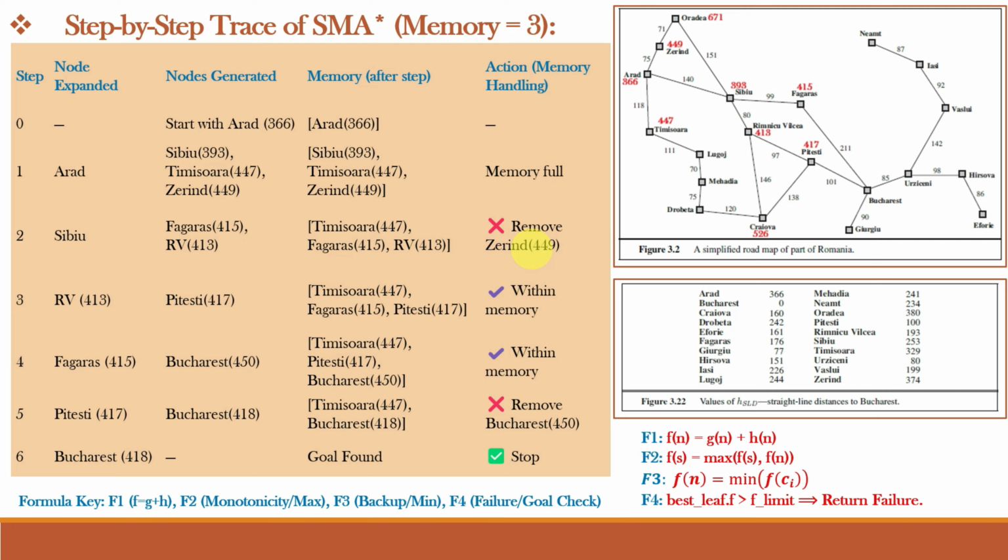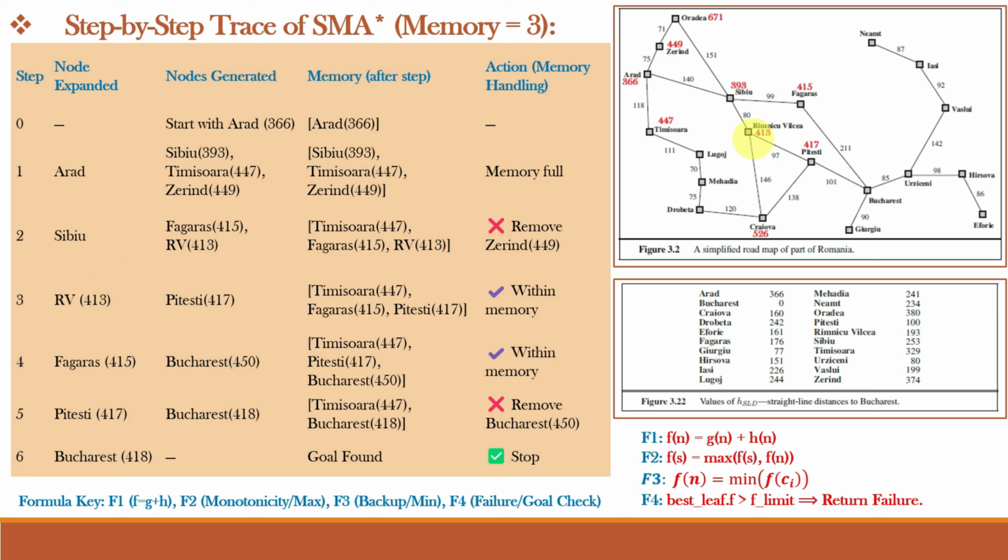But before deleting, SMA star performs backup using formula F3. It remembers that the forgotten path had cost 449. So now the memory becomes Timisoara 447, Fagaras 415 and Rimnicu Vilcea 413. And out of these three, the best node currently will be Rimnicu Vilcea because it has the smallest f value. So we'll expand Rimnicu Vilcea in the next step.